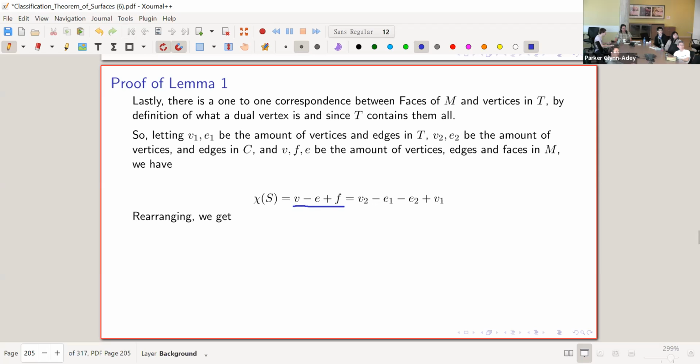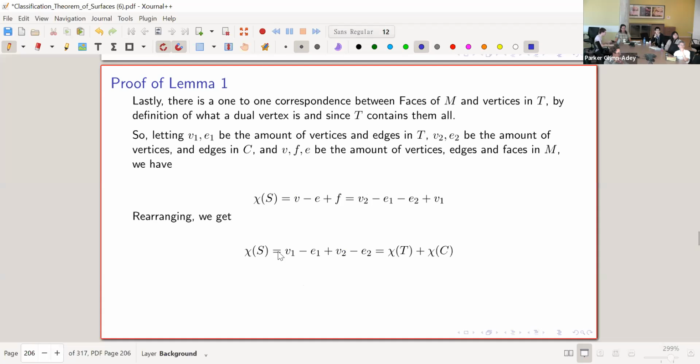Well, that's just equal to this by the definition of an Euler characteristic of a surface. And remember, we have these correspondences that I brought up. The edges correspond to the edges here, the vertices correspond to the vertices in the complement, and then the faces correspond to these ones.